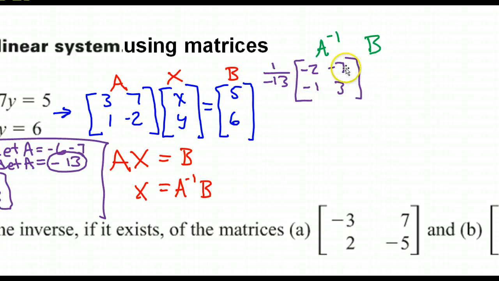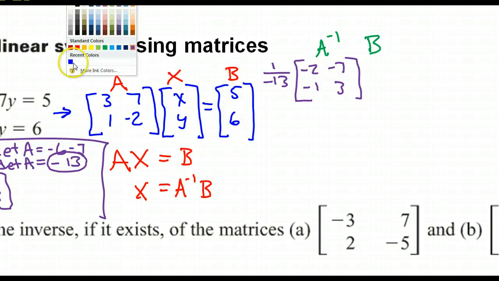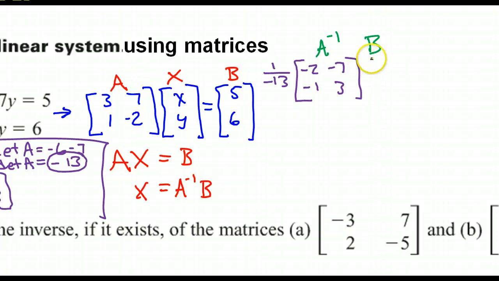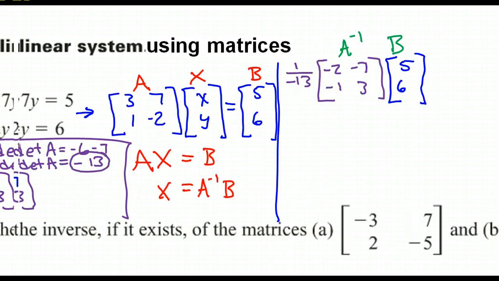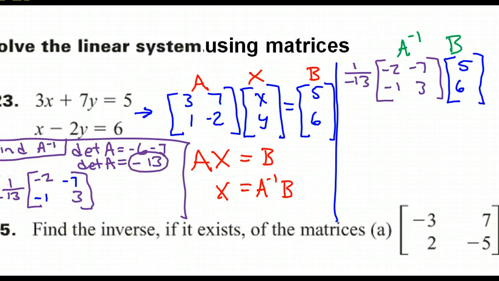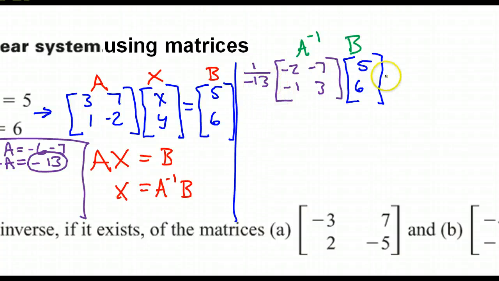This purple stuff is A inverse. And now we need B. B is this blue thing right here, so I think I'll switch to blue to make a point. B is the 5 and the 6. So let me put my line back here again. According to our theory, our solution is going to equal A inverse times B. So we found A inverse here in purple.